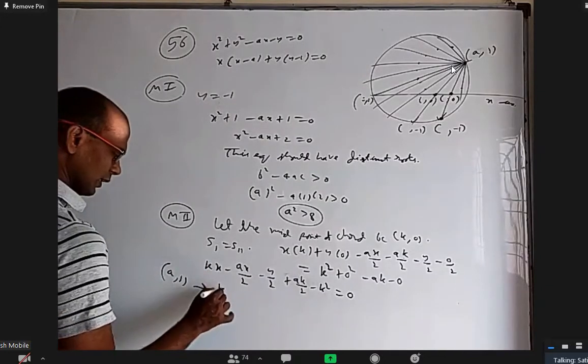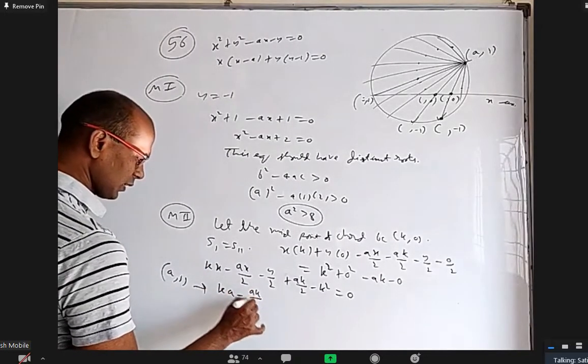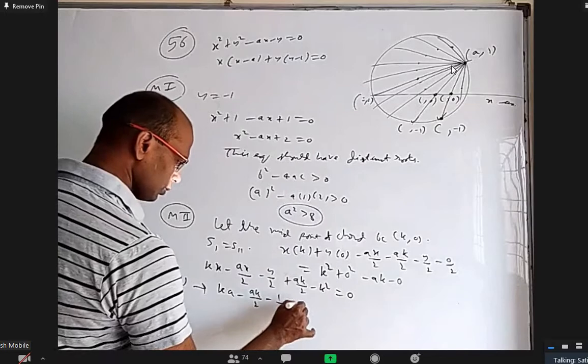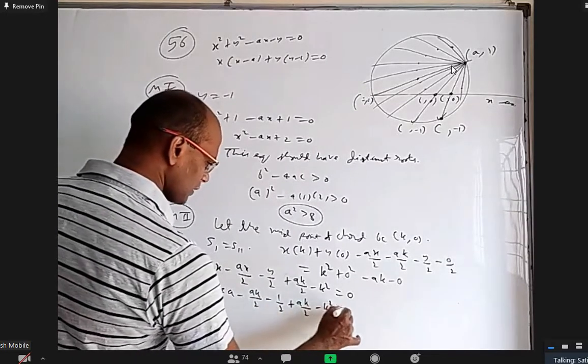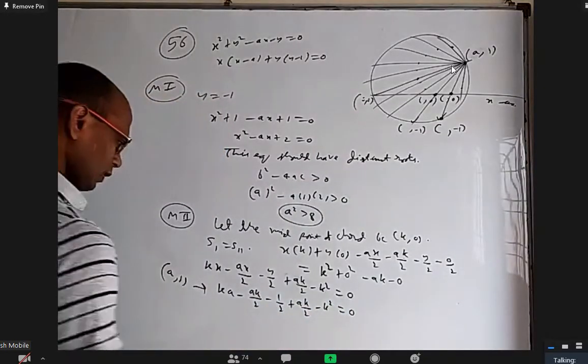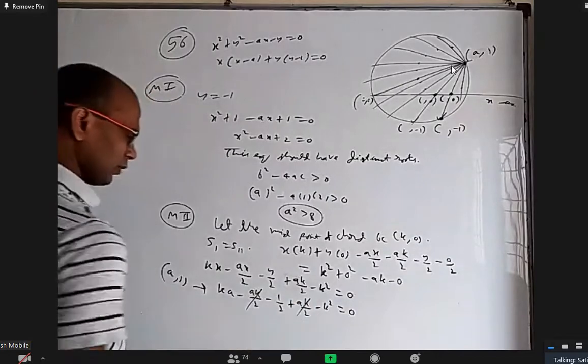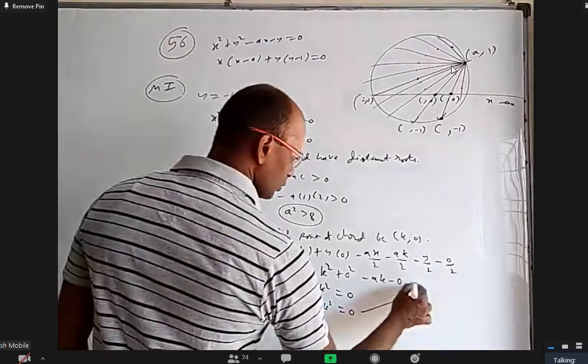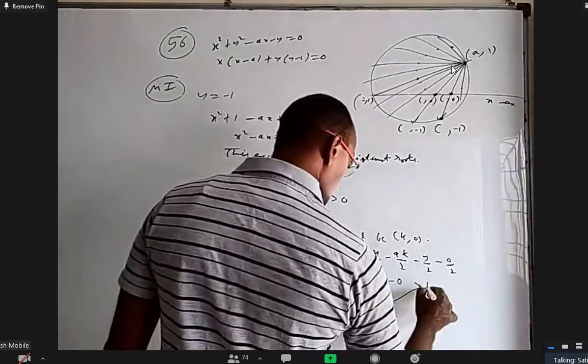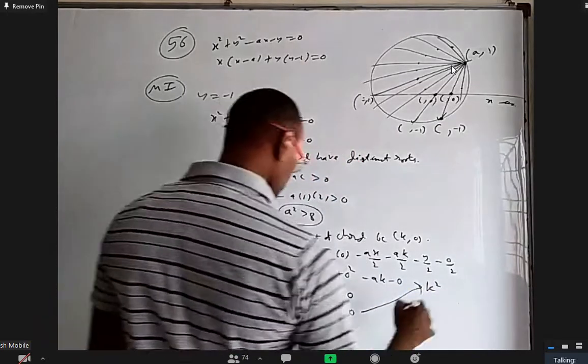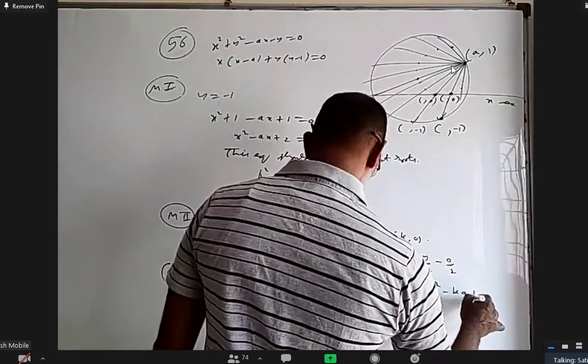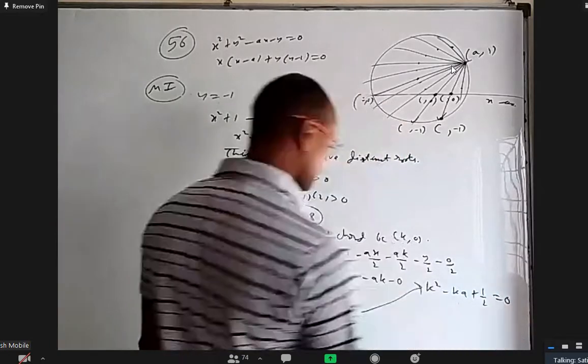And I substitute: k a minus k a by 2 minus 1 by 2 plus a k by 2 minus k square. Minus a k by 2 plus a k by 2 cancel. So what is the quadratic equation I got? k square minus k a plus 1 by 2 equal to 0.